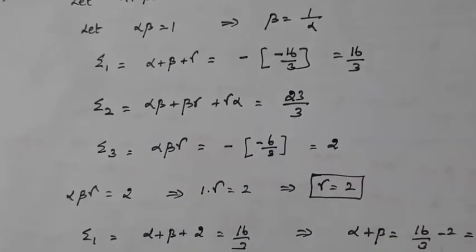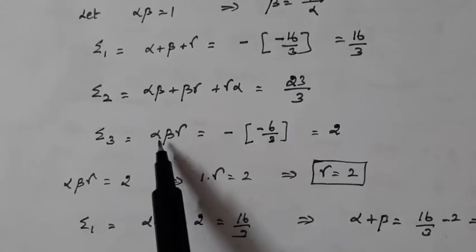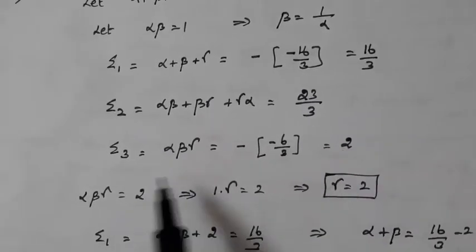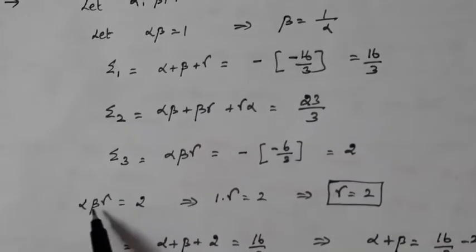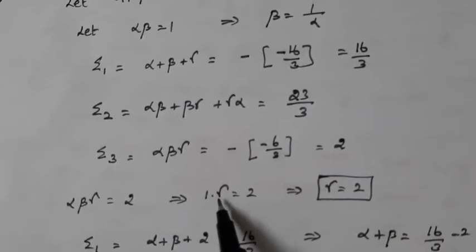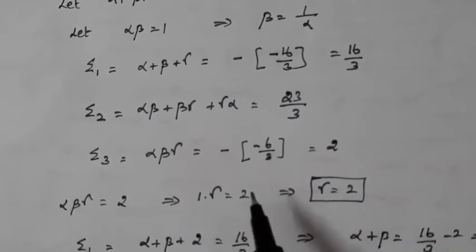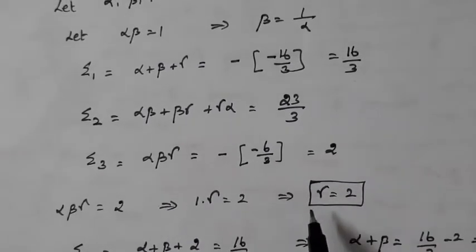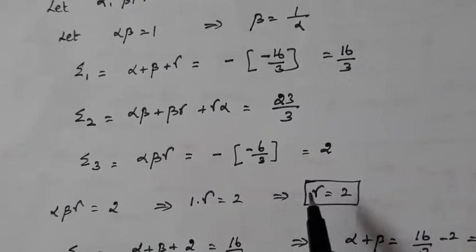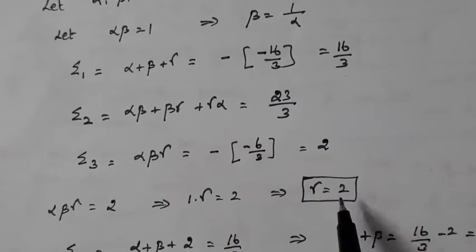Okay. Now, using the third one, that is sigma 3, alpha beta gamma is equal to 2. But the product of alpha beta is 1. So, by substituting alpha beta as 1, we have 1 into gamma is equal to 2, which in turn implies gamma is equal to 2. So, we got the value of 1 root as 2. We got the value of 1 root, that is gamma as 2. So, 1 root of the equation is 2.